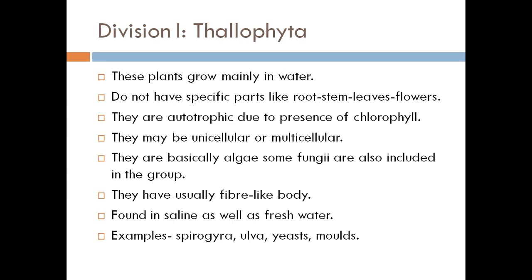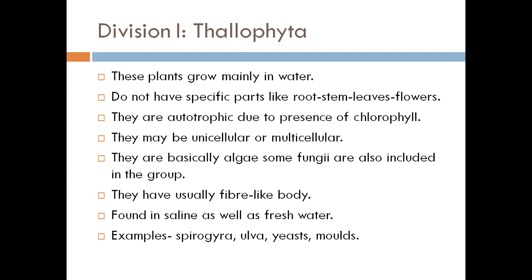They usually have a fiber-like body. Fiber means a thread-like body. Their body looks like a thread. They are found in saline as well as fresh water. Saline water means salt water, that means sea water. So Thallophyta plants can grow in sea water as well as in fresh water like a pond or river.